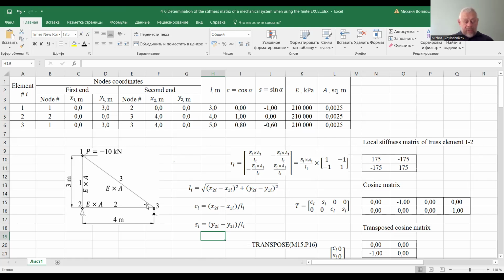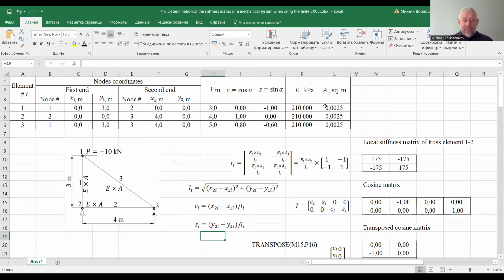And the sine as well we can have as 3 divided by the length. The 0 minus 3 is the projection of this inclined finite element on the ordinate axis. The projection is minus 3. So from the ordinate of the end, we subtract the ordinate of the beginning. The beginning ordinate is 3. So the direction is from the first to the third point of this third finite element. So we have sine minus 0.6.